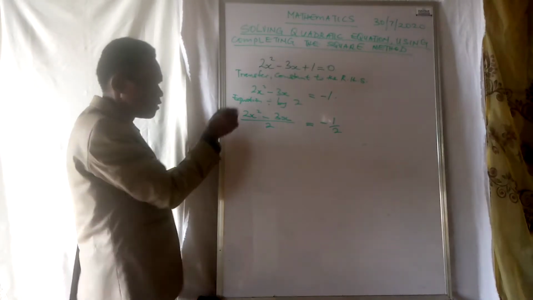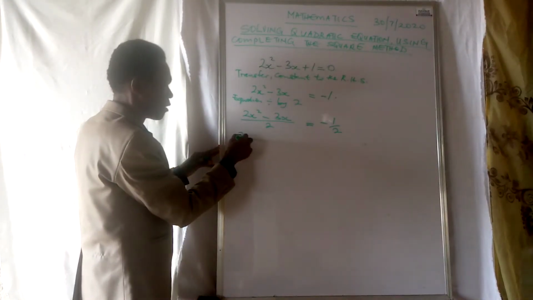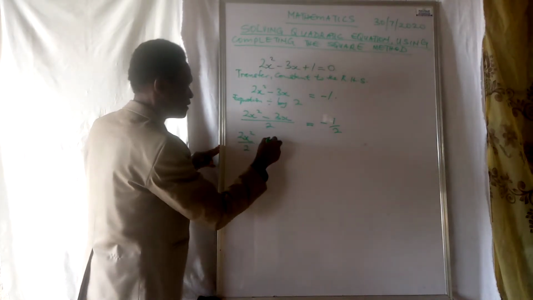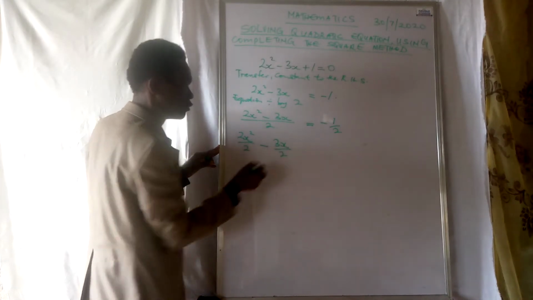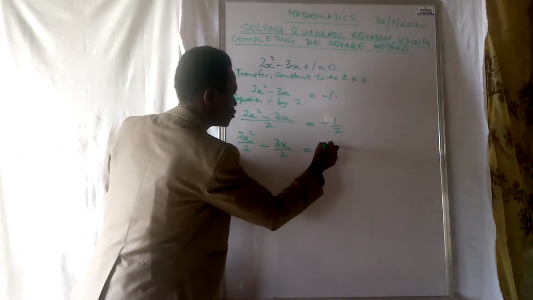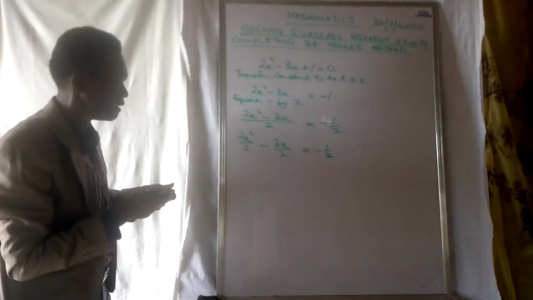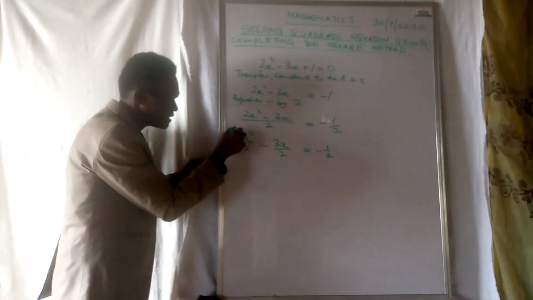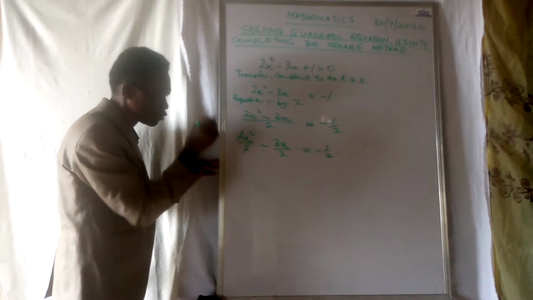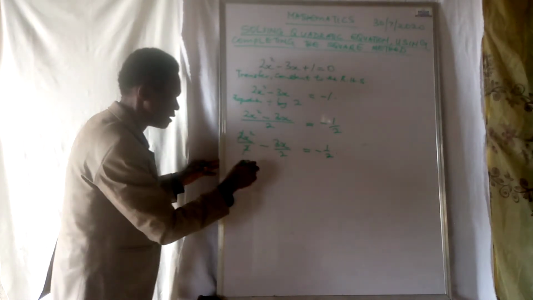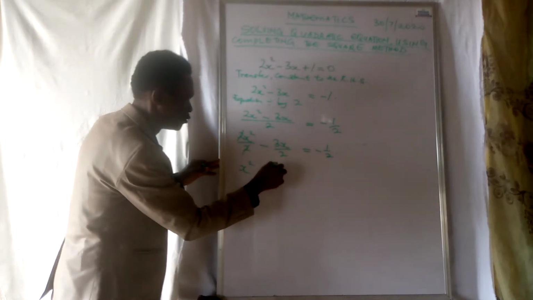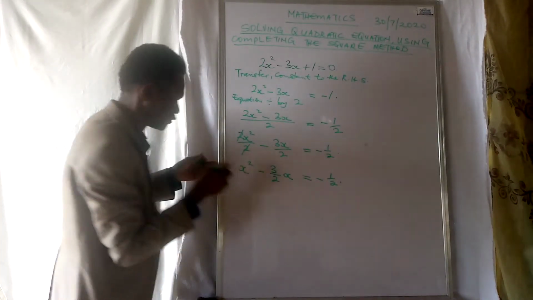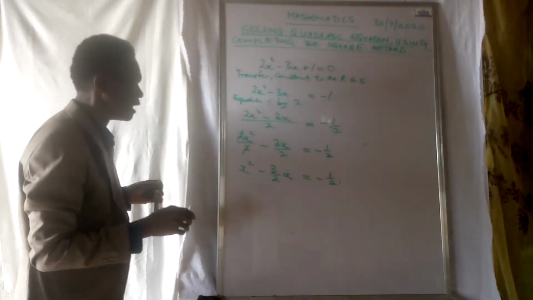So this implies that 2x squared all over 2 minus 3x all over 2 is equal to minus 1 over 2. So this is what we have. Now, 2 nullifies 2, so it becomes x squared. So we have x squared minus 3 over 2 x is equal to minus half.